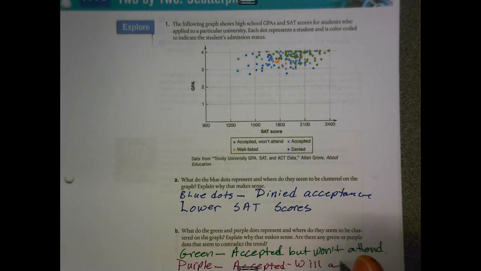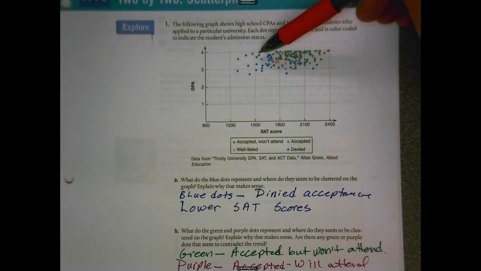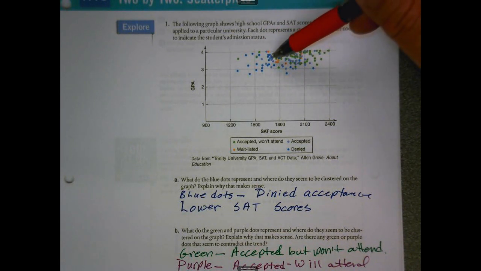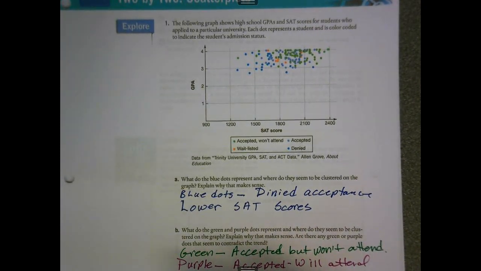Okay. Are there any green or purple dots that seem to contradict the trend? Well, if we look at it here closely, there are some outliers here. There's some green ones here in the lower SATs, and some purple ones too in the lower SATs. So there definitely are some outliers. Green and purple outliers of the trend.